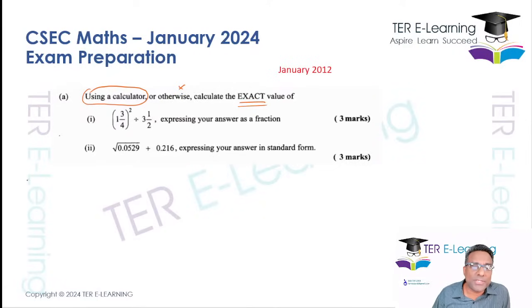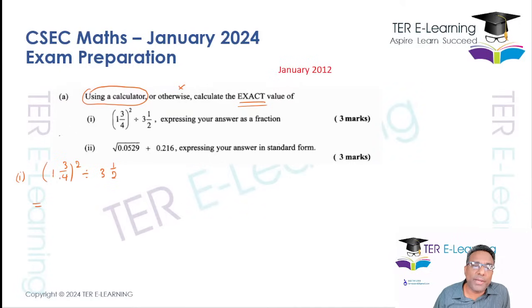Now the key with this question here is that they want the exact value, right? So part one of this question here, we have a fraction, right? We have 1 3/4 squared. So this is 1 3/4 squared divided by 3.5, right? Now, like I said, you can work this out in one shot with your calculator, right? Or you can work it manually if you want.